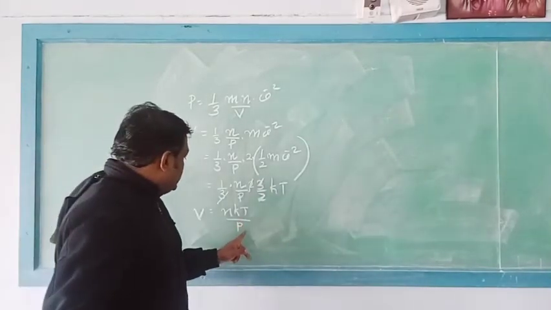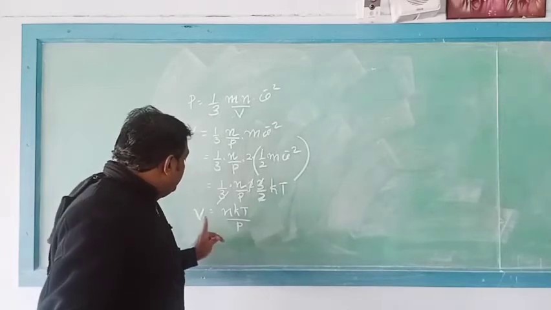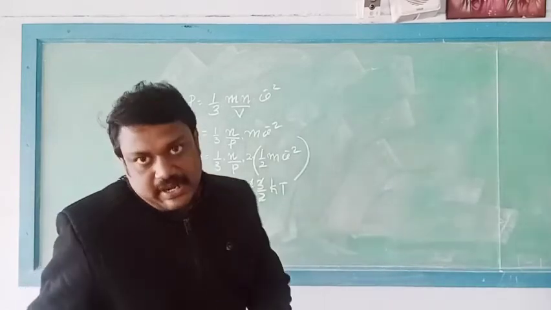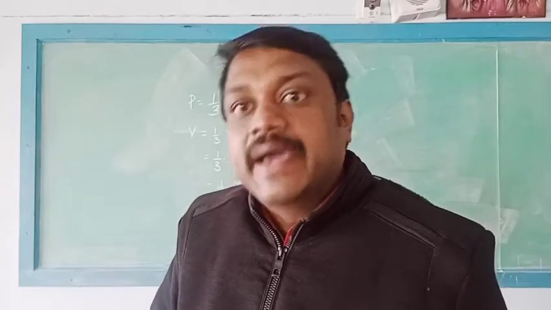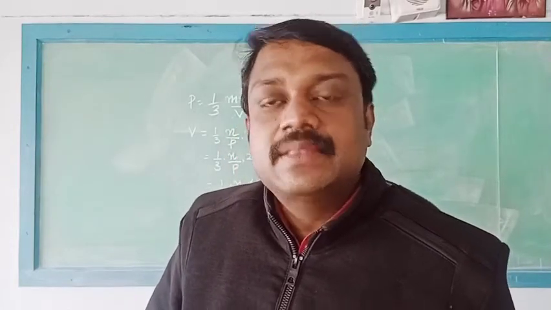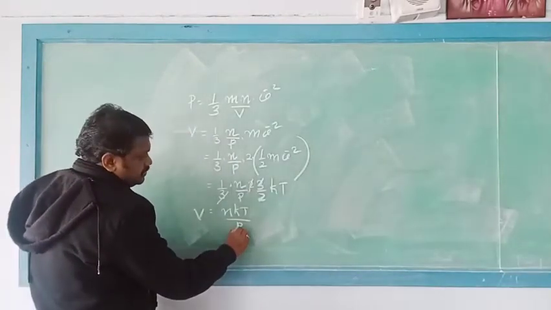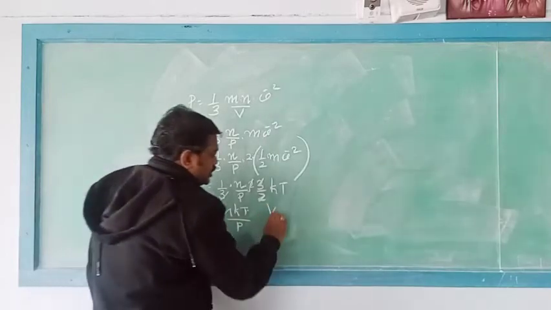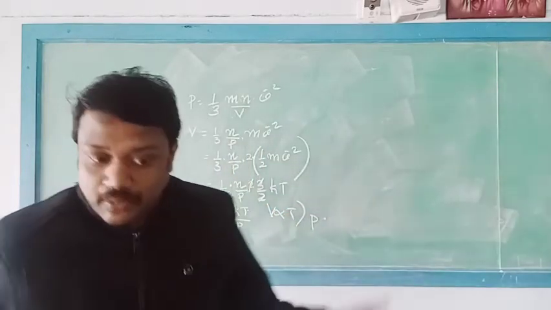At constant pressure, V and T are directly proportional. What is that? That is your Charles law. So at constant pressure, we can say that V is proportional to T. So that is Charles law. Boyle's law we have already seen, and this is the proof for Charles law.